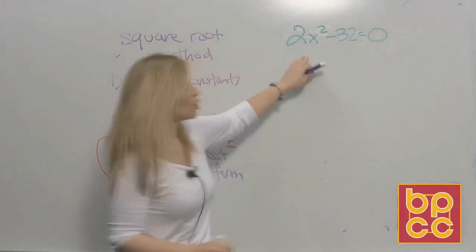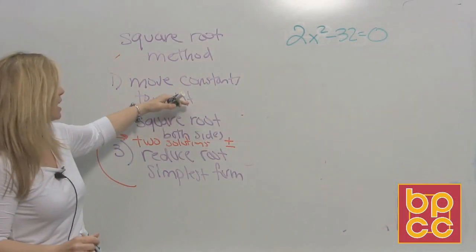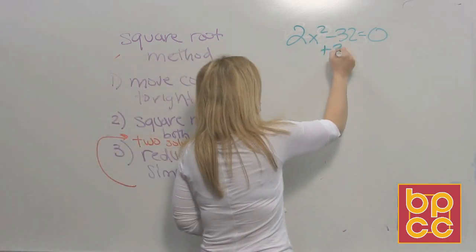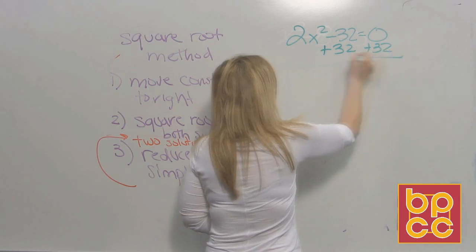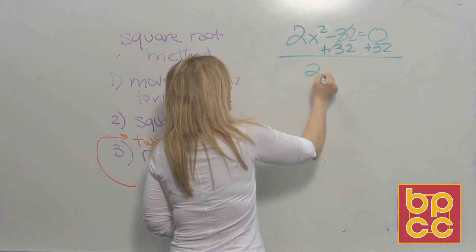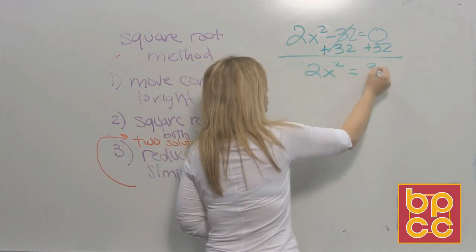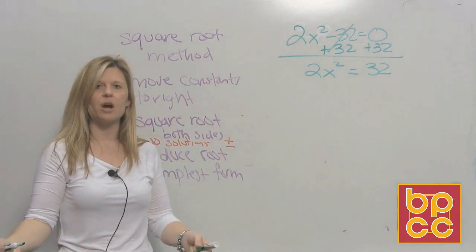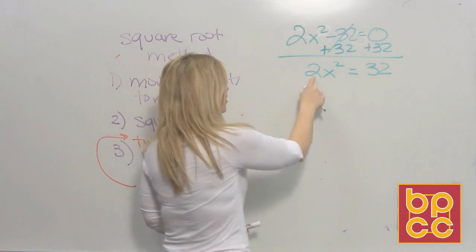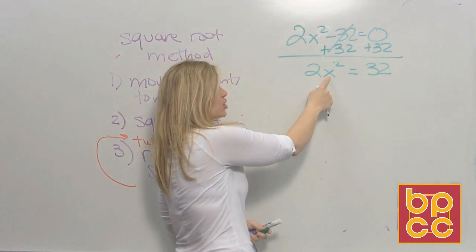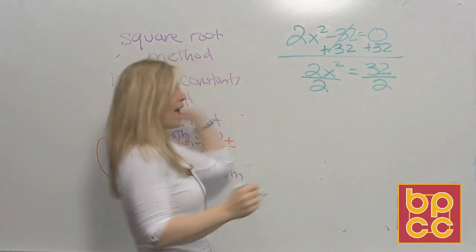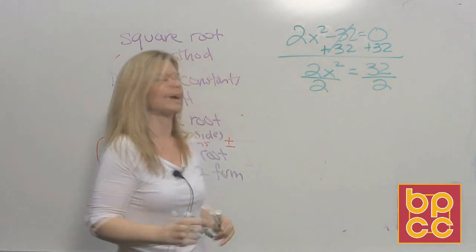Okay, so step 1 says move the constants to the right. So we're going to move the negative 32 by adding. That's going to give us 2x squared equals 32. But are we done moving all the constants, the numbers? No, we're not. This 2 is connected by multiplication, so we can move it by division. And you must move everything over that you possibly can.